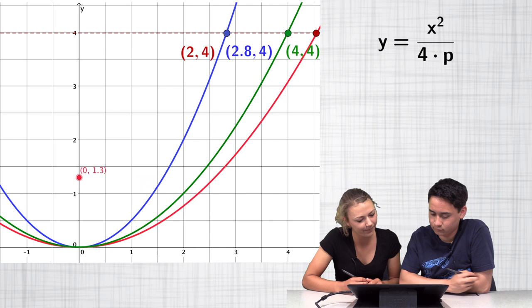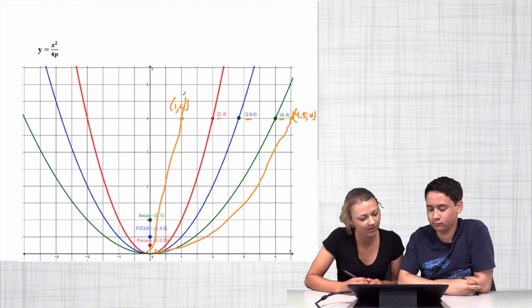Next, Sasha and Keoni use the general equation y equals x squared divided by 4 times p to explain why increasing p increases the x value of the point when y equals 4. Try to make this argument on your own first. When you are done, start the video again so you can compare your explanation to Sasha and Keoni's.